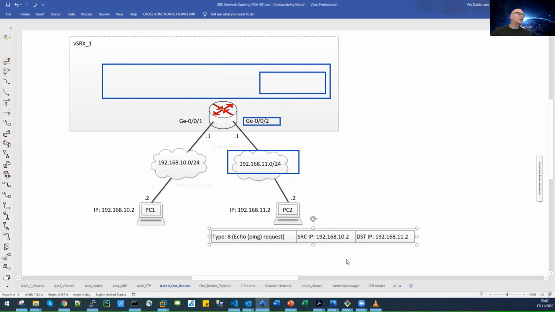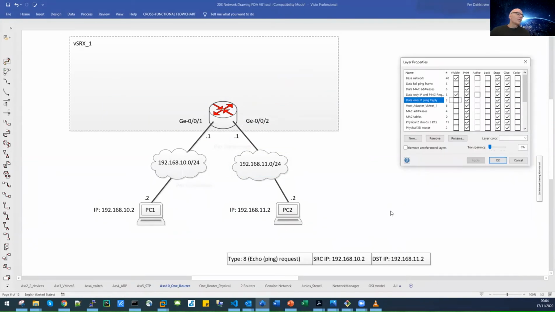Routing in a nutshell, only showing the IP addresses involved here in this case. The router obviously routes in both directions, from the 10 network to the 11 network and from 11 to the 10 network. So let's take a look at a packet going in the opposite direction. I'll bring that up here.